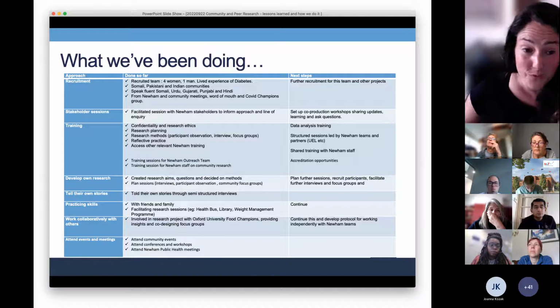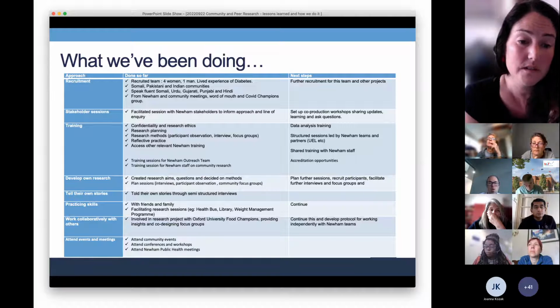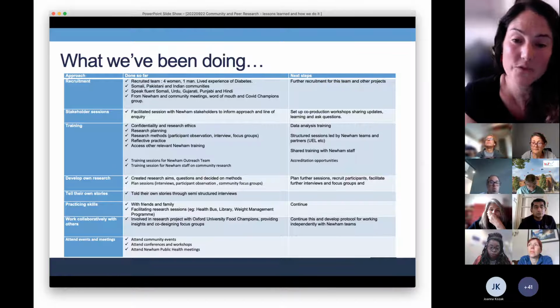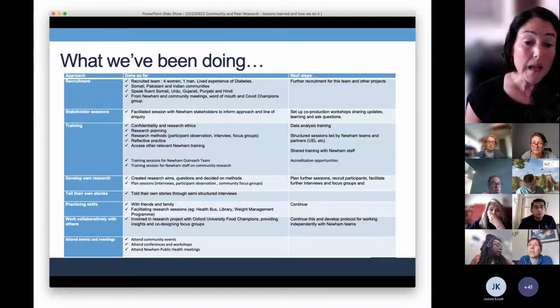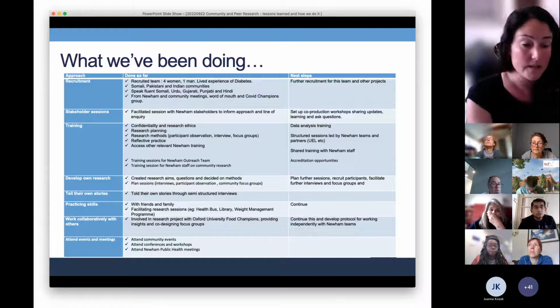And we've been working on providing training sessions. So I did a session with the Newham outreach team, thinking about community insight gathering, and obviously the session today. And these are all things we want to continue building more, looking at accreditation opportunities, that sort of thing. And it's really important that people develop their own research.